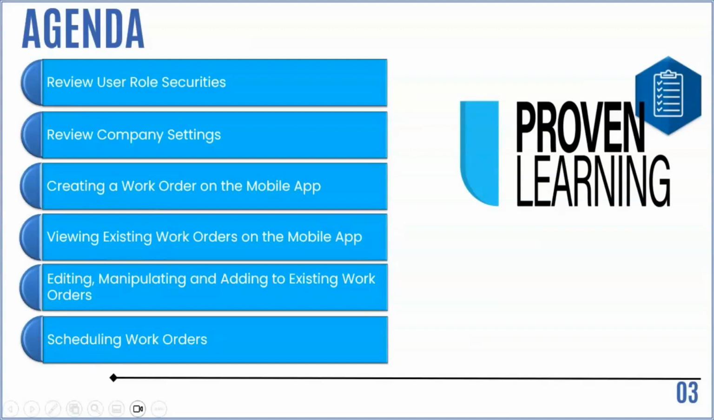Then we will hop into our mobile app and review some of the new screen modifications that have been made to accommodate the work order addition. And finally, we will walk you through creating a work order quickly on the mobile app using existing products, reviewing existing work orders, creating work orders off the cuff, manipulating work order lines, and deleting lines.